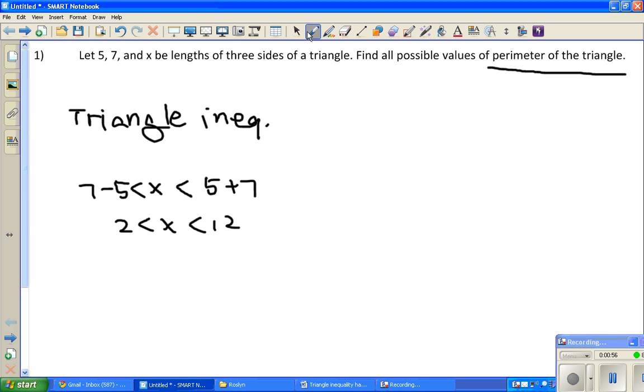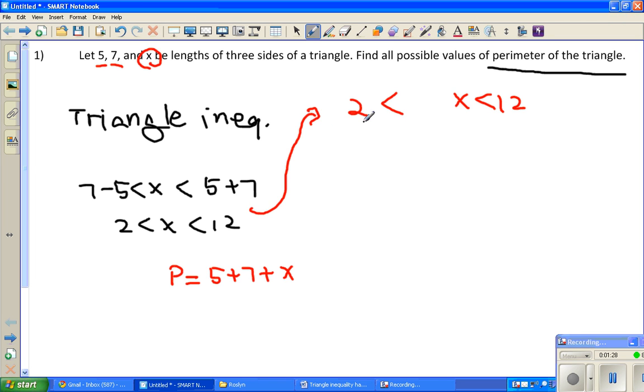In fact, since we have two sides, such as 5 and 7, along with x, in order for us to get the perimeter, P essentially is equal to 5 plus 7 plus x. In other words, not only having x, and then I'm going to give some space here, having 2 and 12, what we figured out previously, what we have to do is we need to add 5 and also 7, just like here in this problem.